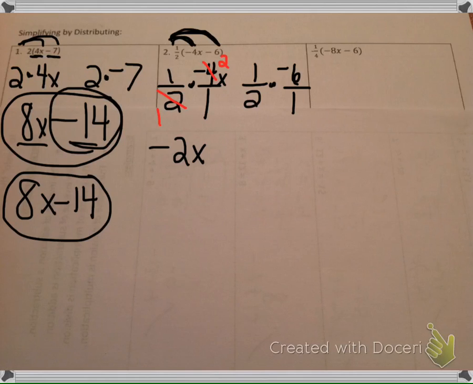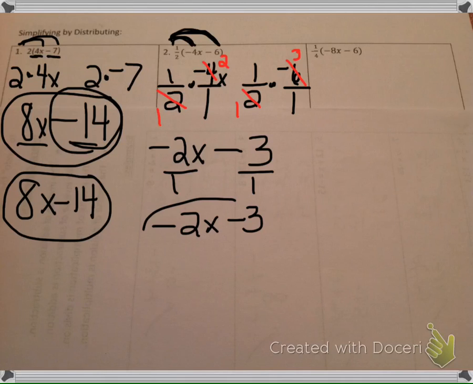On the next one, when I multiply the 1/2 times the negative 6, I could cross cancel again with the 2. And this 6, they're both divisible by 2 again. 2 divided by 2 is 1. 6 divided by 2 is 3. I have 1 negative, so my answer is negative. And then I have 1 times 3, which is 3, and 1 times 1 is 1. I could put the 3 over 1, but I don't have to. If you did put them both over 1, that's okay, but to simplify it, I would leave it at negative 2x minus 3, and that's simplified.